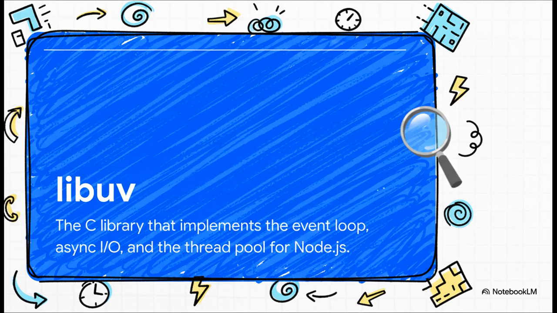Think of your JavaScript as the master chef. libuv is like the world's most efficient head waiter. The chef gives an order to the waiter who takes it and handles all the legwork, only coming back when the dish is actually ready. This frees the chef up to just keep cooking, one dish after another.